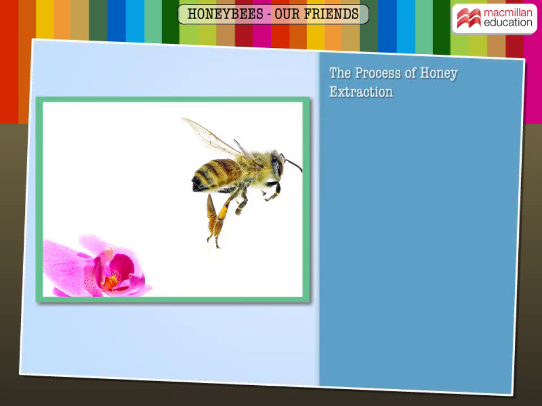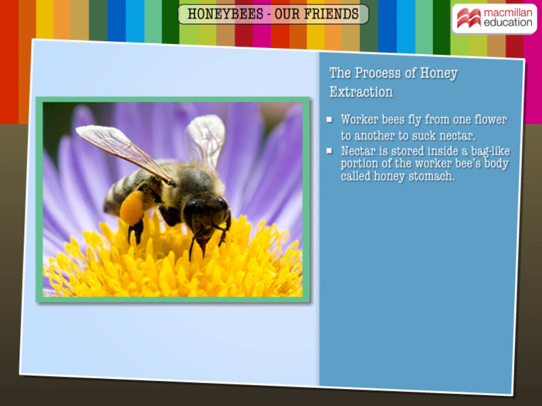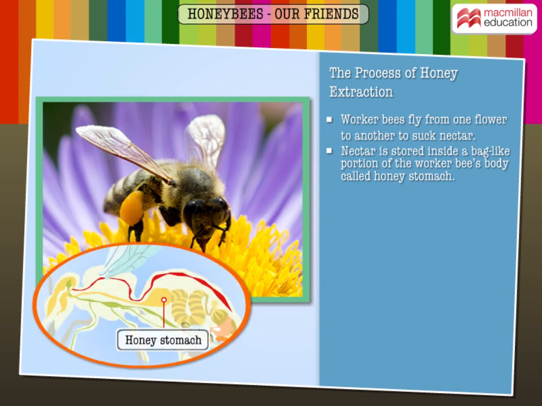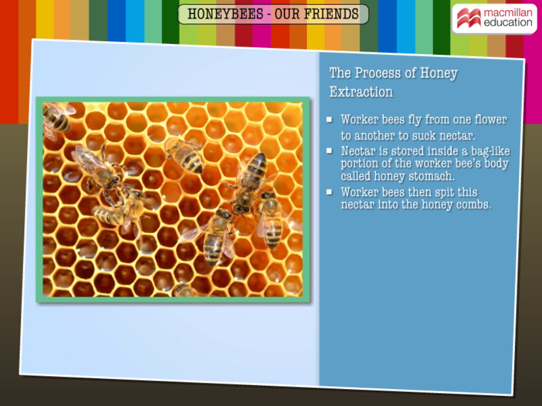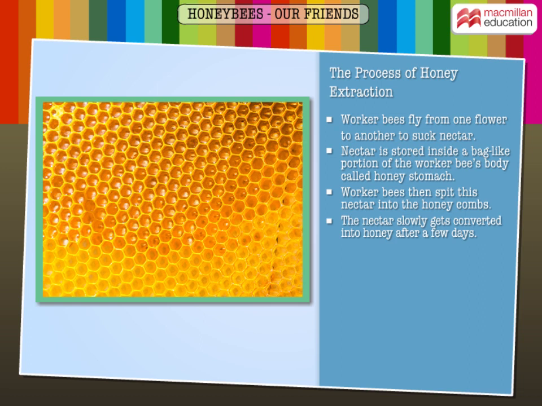Let's understand the process of honey extraction. Worker bees fly from one flower to another to suck nectar. Nectar is stored inside a bag-like portion of the worker bee's body called honey stomach. Worker bees then spit this nectar into the honey combs. The nectar slowly gets converted into honey after a few days.